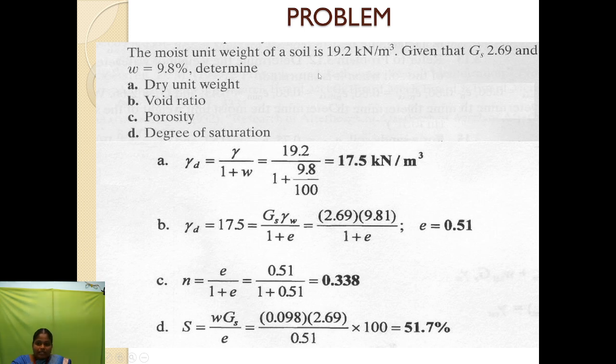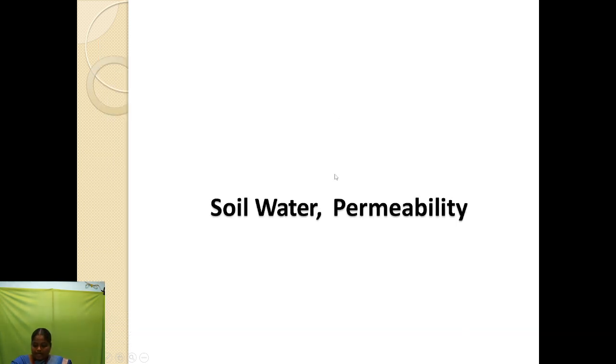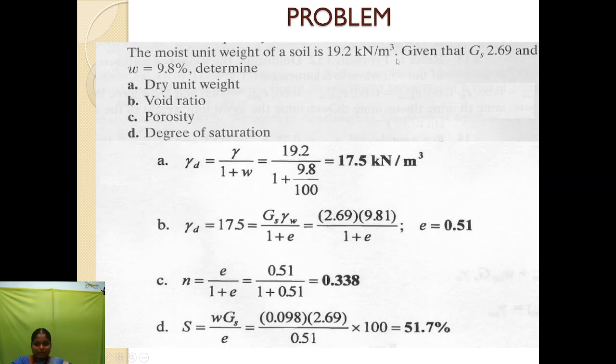In our problem, the unit weight is given as 19.2 kilonewton per meter cube, divided by 1 plus w for the water content. The water content is 9.81, and the percentage is converted by dividing by 100. So the dry unit weight is calculated as 17.5. Another formula can be used: Gs times γw divided by 1 plus e.